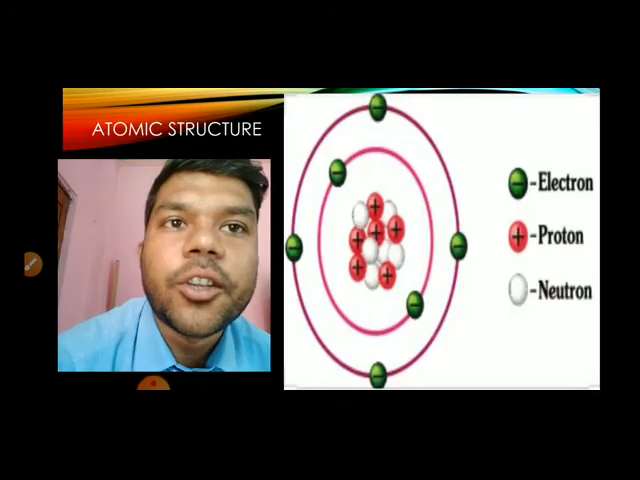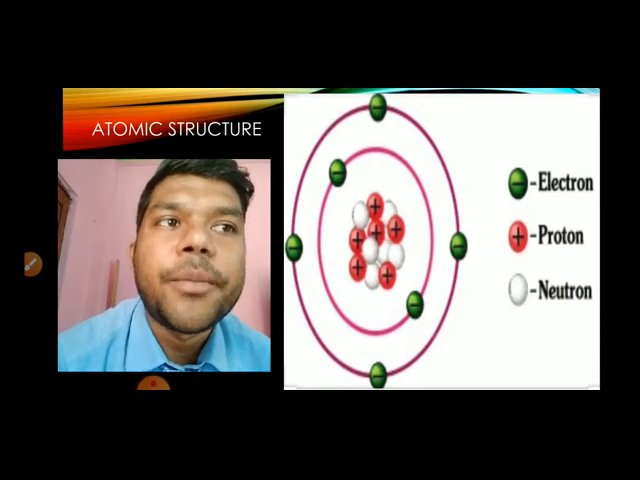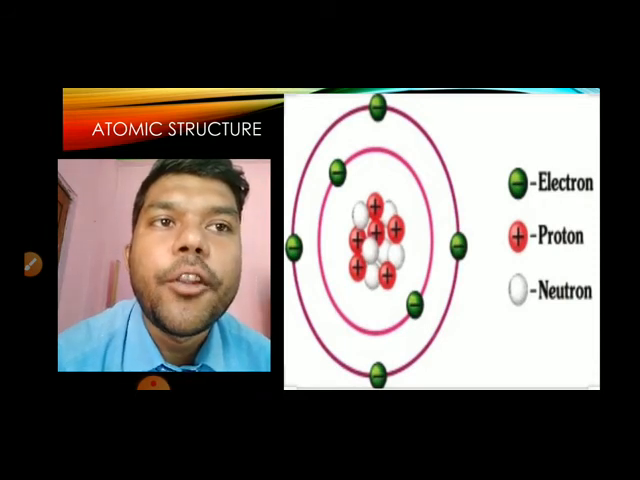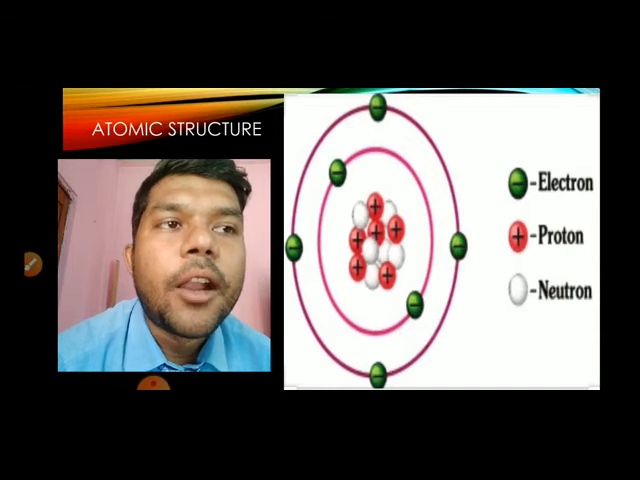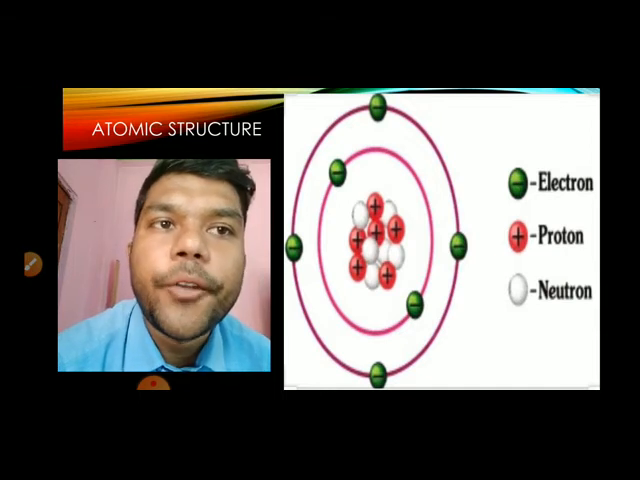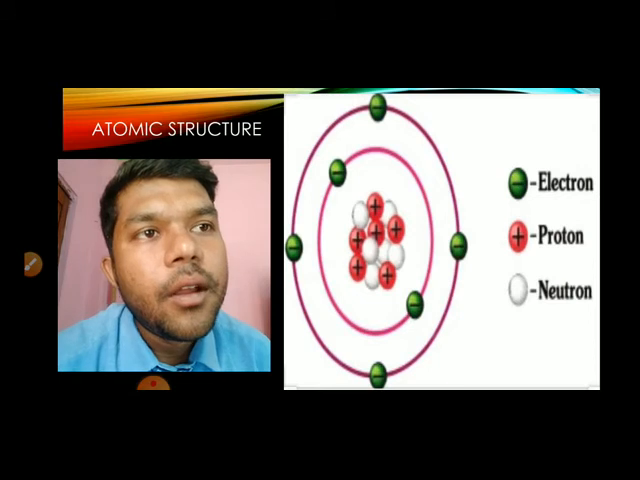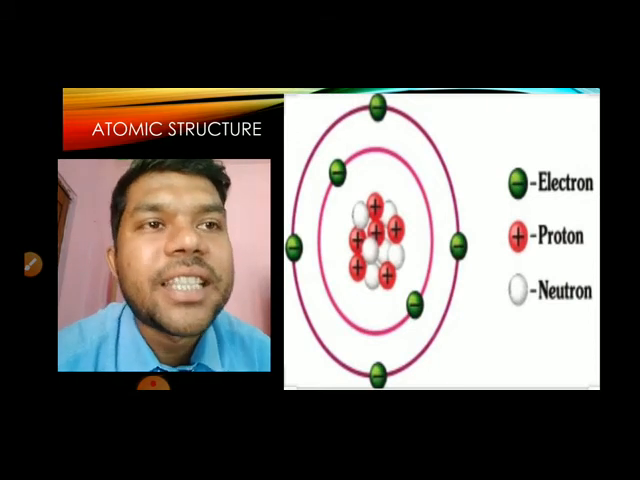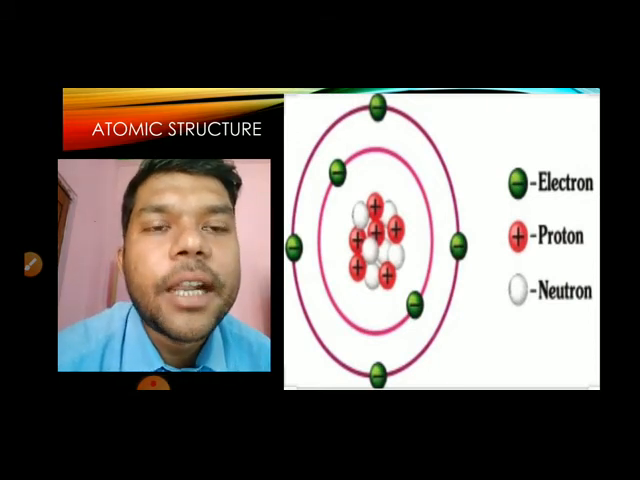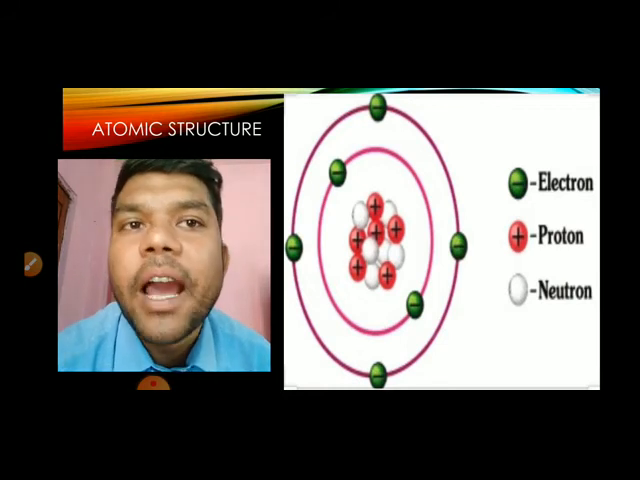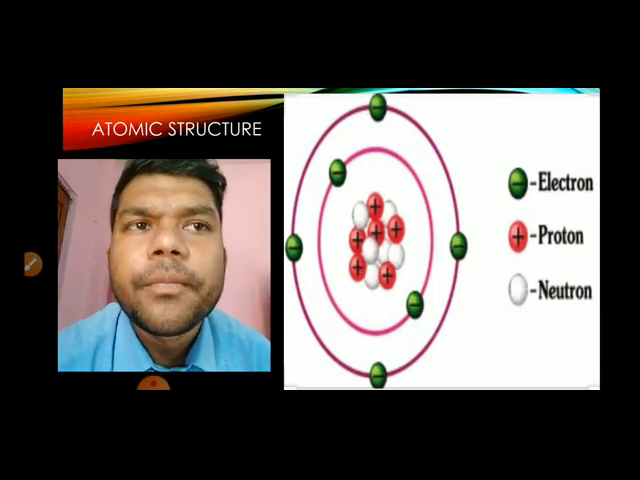Okay, atomic structure. Now in the atomic structure, the number of protons, number of electrons, and number of neutrons are different, but the structure is the same. While explaining this, I have told you there are 6 electrons. That means this is the atomic structure of carbon. If hydrogen, that means only 1.